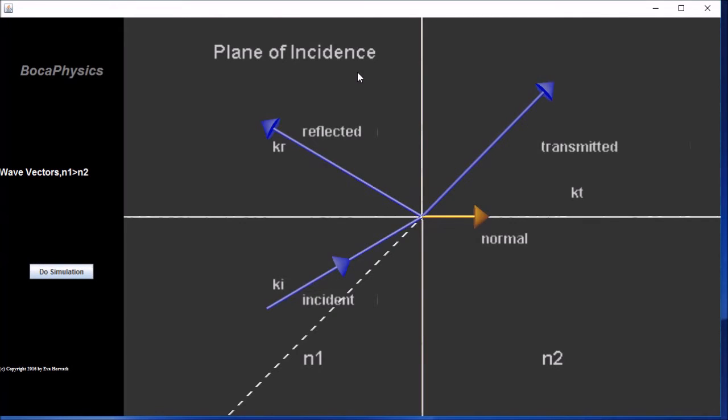Let's consider what happens when an electromagnetic wave is incident on an interface going from a medium of higher index of refraction to one of lower. In other words, n1 is greater than n2. Recall that the transmitted wave bends away from the normal. As the angle of incidence increases, eventually the angle of the transmitted wave will approach 90 degrees. From this angle of incidence and beyond, the wave will be totally reflected, and consequently, there will be no transmitted wave. This is the critical angle.